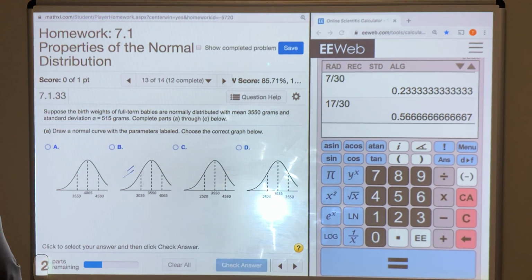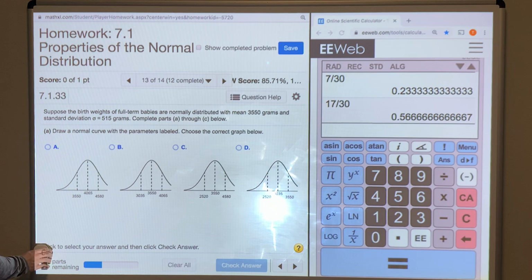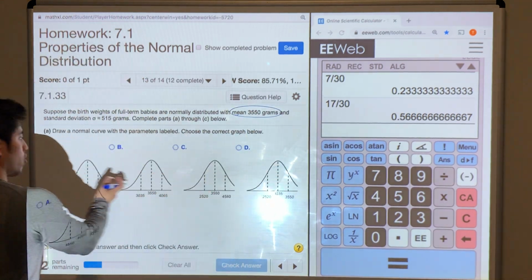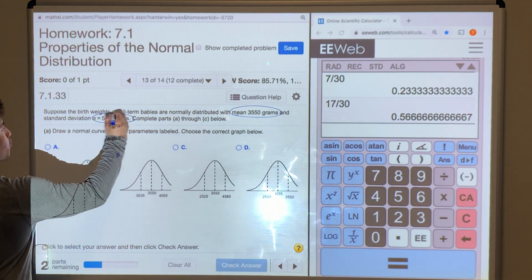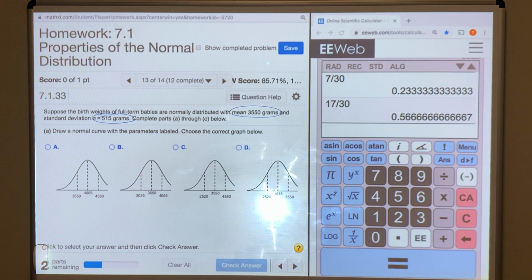Okay, so suppose the birth weights of full-term babies, this is going to be one just like before. Suppose the birth weights of full-term babies are normally distributed with a mean of 3,550 grams. And obviously they say normally distributed, so these are all bell-shaped normal curves. And a standard deviation of 515 grams. We're going to do the exact same thing that we did in the previous one. Let's go through the parts.